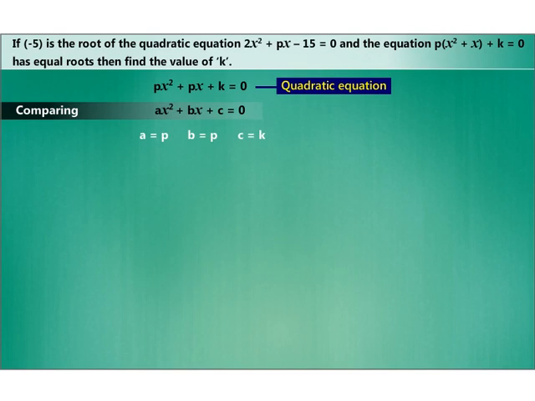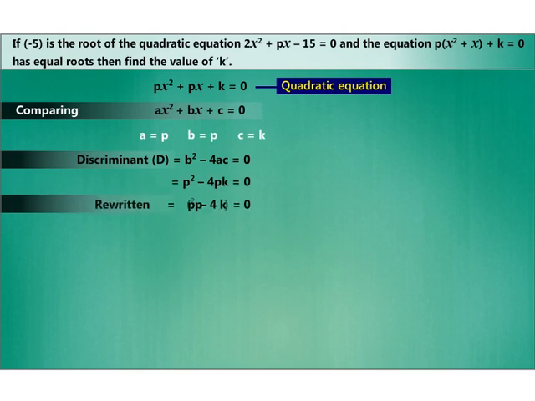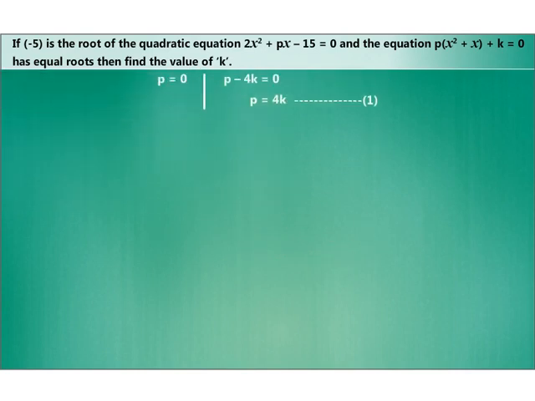We know that for any quadratic equation with equal roots, the discriminant b² - 4ac = 0. Substituting the coefficients and simplifying, we get the discriminant p² - 4pk = 0. This is rewritten as p(p - 4k) = 0. So, either p = 0 or p = 4k. Let us consider this as equation 1.